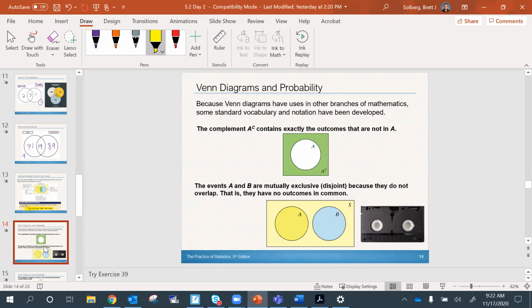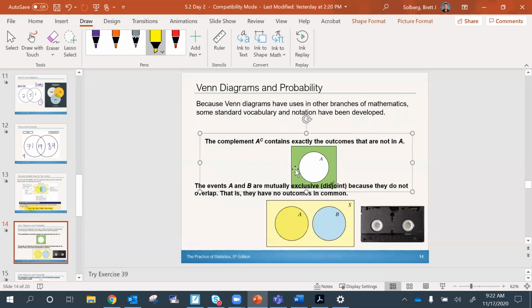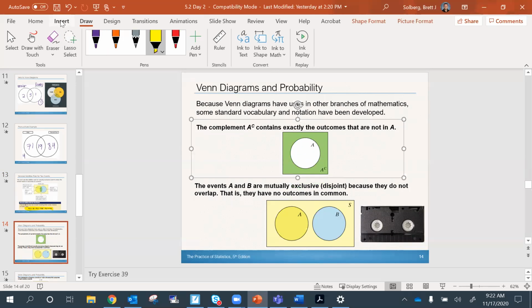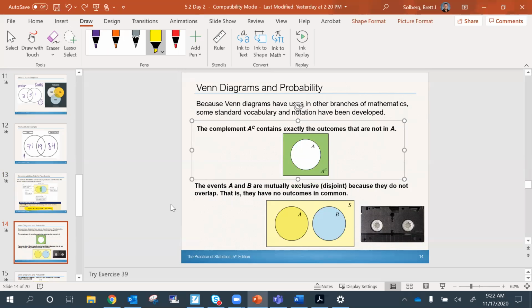Well, if we're looking at a Venn diagram, let's say this is the probability of A, the probability of the complement of A would be everything not included in A, so it'd be the outside of that. Okay. The events A and B are mutually exclusive, also known as disjoint, because they do not overlap. That is, they have no outcomes in common.